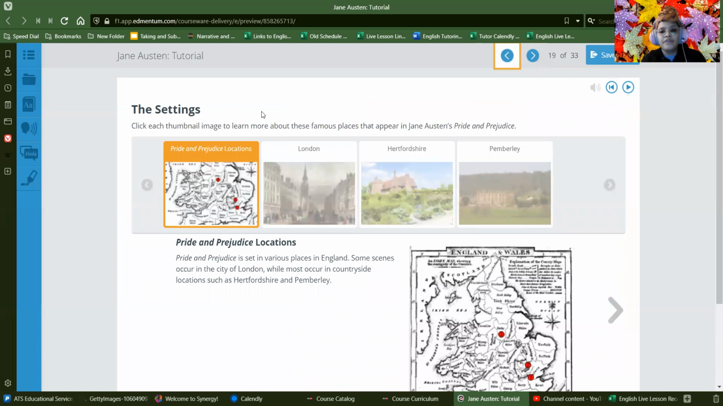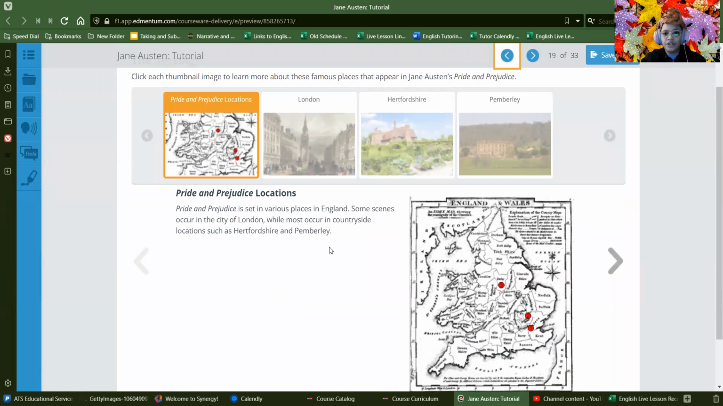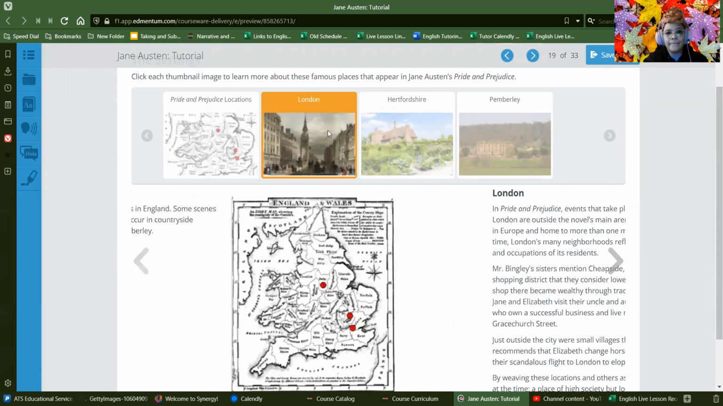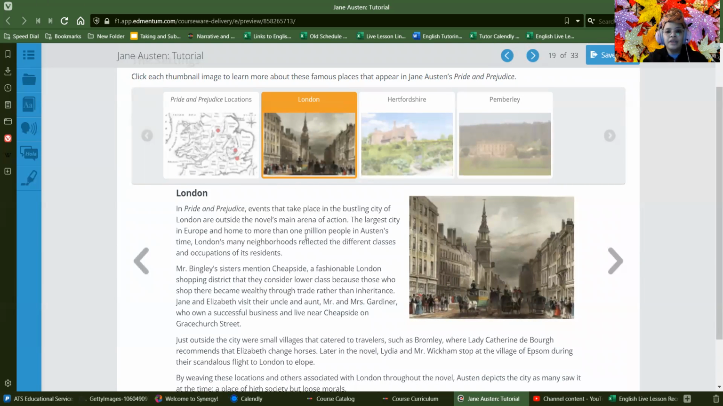So here we have the settings. These are the Pride and Prejudice locations. Pride and Prejudice is set in various places in England. Some scenes occur in the city of London, while most occur in the countryside locations, such as Hertfordshire and Pemberley. So they give you a little information about London popping up in the story. There are events that take place in London, but that's outside of where most of the things happen. Most of the things happen in the countryside.